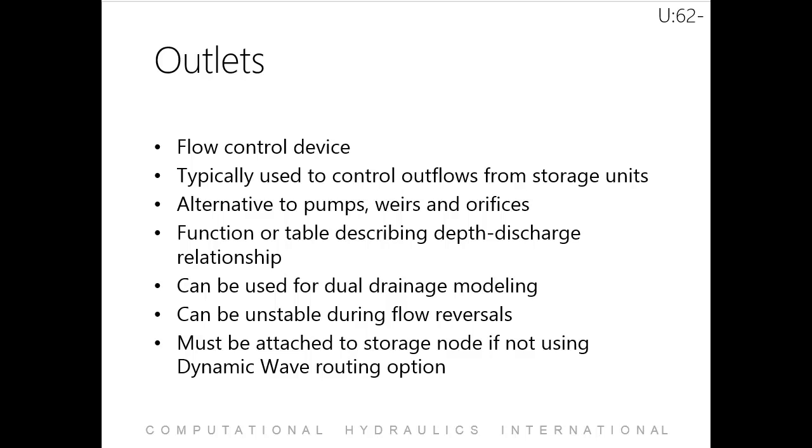Outlet links are flow control devices that are typically used to control outflows from storage nodes in SWMM models. They are used to model special head-discharge relationships that cannot be characterized by pumps, orifices, or weirs. Outlet links are also often used in dual drainage models where they connect the minor system, that is the storm sewer pipes, to the major system or overland flow paths. In this case, the inlet capacity of the catch basin would be described by a rating curve assigned to the outlet link. An outlet link can also have a flap gate that restricts flow to only one direction.